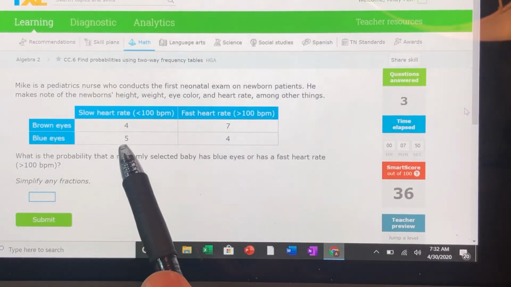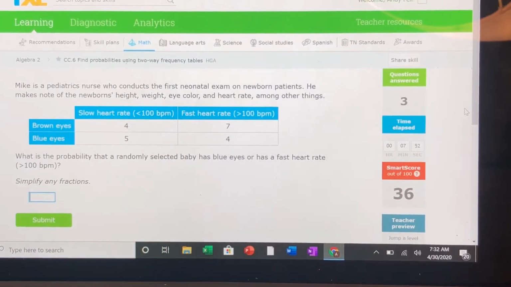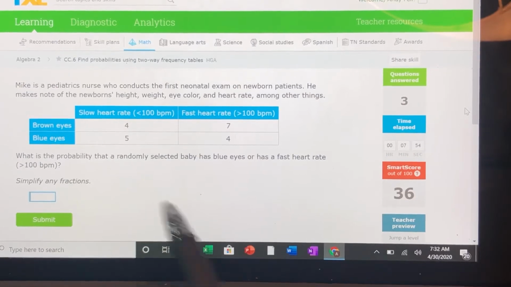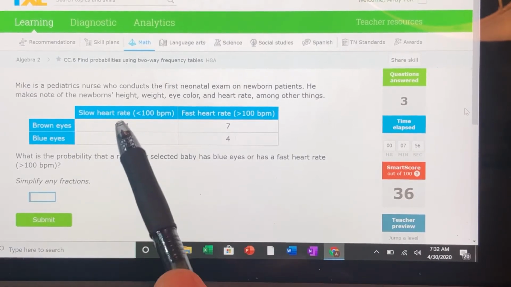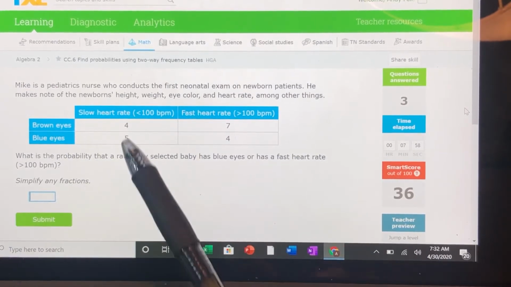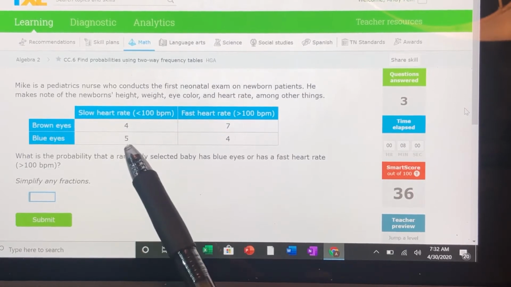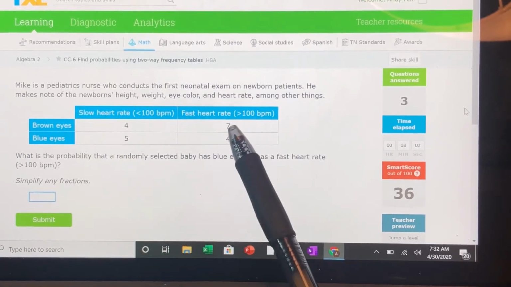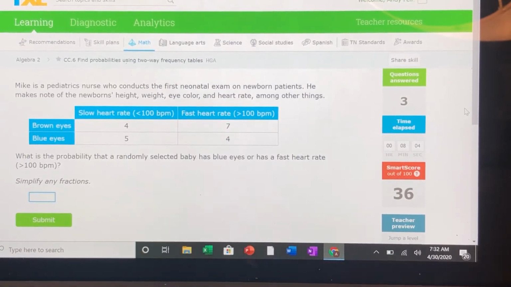Okay, so we've got 5, 4, and 7. The only babies that are excluded are those with brown eyes and a slow heart rate. So it's going to be everybody except those 4. So it's going to be this 5, this 4, and this 7. So 5, 4, and 7 add up to 16. 16 out of 20.